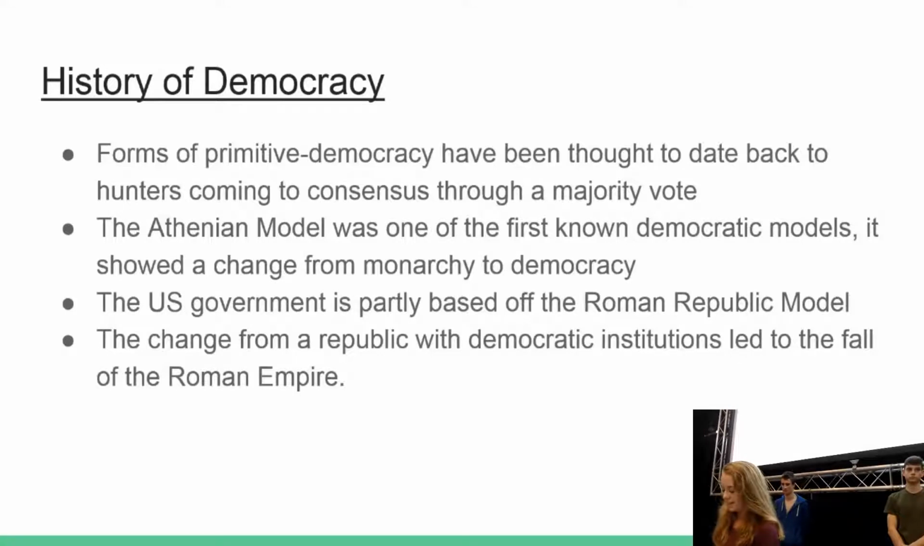Forms of democracy date back to groups of hunters reaching decisions by coming to consensus. One of the first known democratic models was the Athenian model, established in Athens in the 5th century BC. This showed a change from monarchy to democracy. The Athenian leader introduced a politically reforming system which split the population into 10 tribes, and 50 representatives were elected to form an assembly.